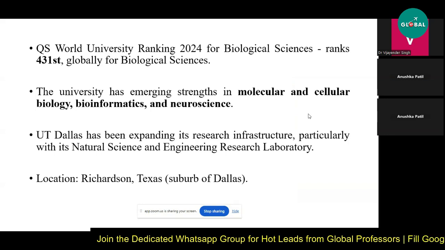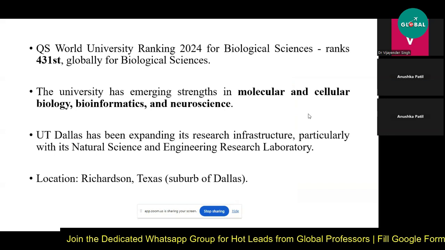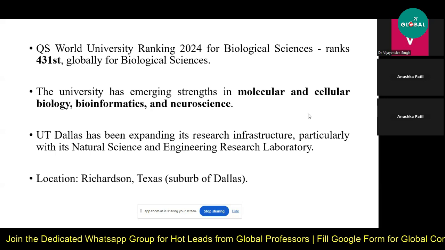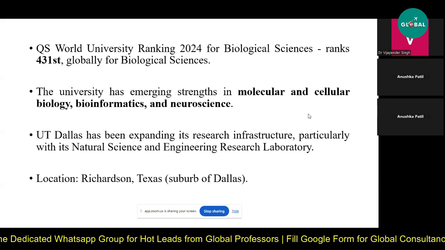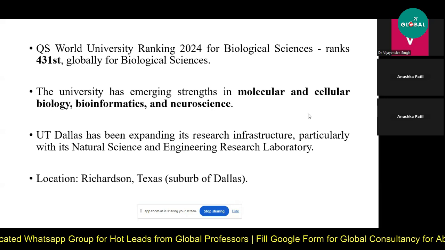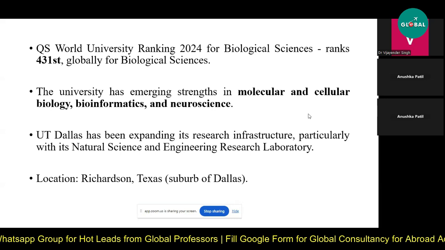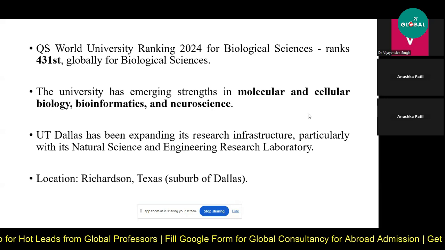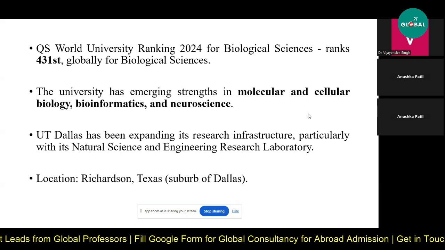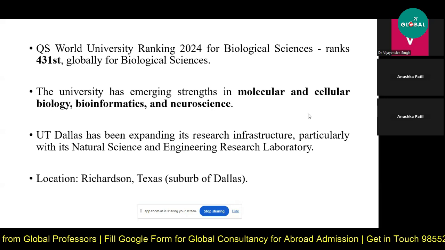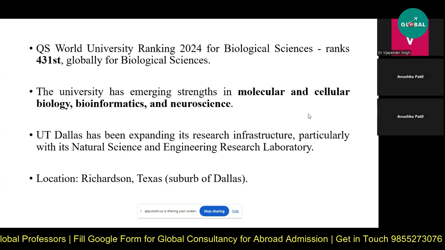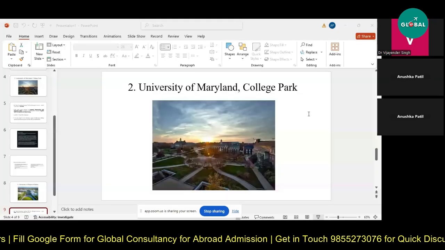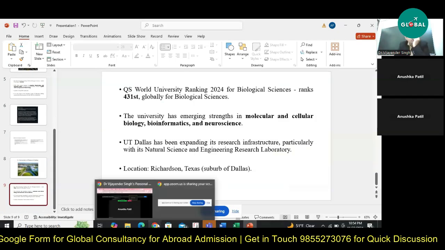So coming back to the university, UT Dallas is ranked 431st globally for physical sciences, and it has strengths in molecular and cellular biology and bioinformatics. Especially if you are interested in studying neurological disorders or neuroscience, then I think you should consider this university. It has good research infrastructure, particularly with its natural science and engineering research labs. It's located in Richardson, Texas, a suburb of Dallas. So that's it for the university part.